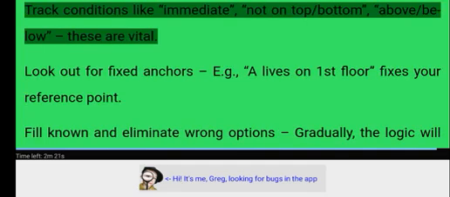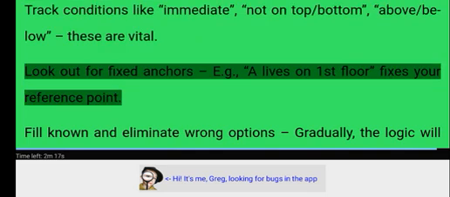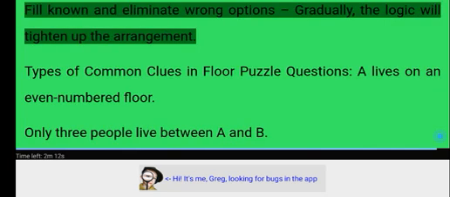Track conditions like immediate, not on top, bottom, above, below. These are vital. Look out for fixed anchors, e.g., A lives on first floor. Fix is your reference point. Fill known and eliminate wrong options. Gradually, the logic will tighten up the arrangement.